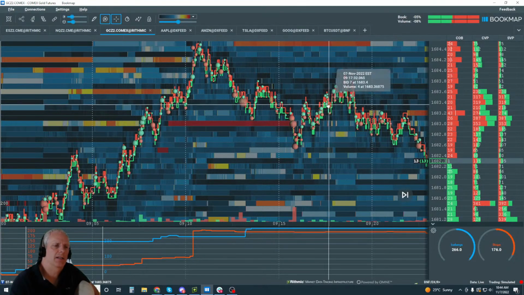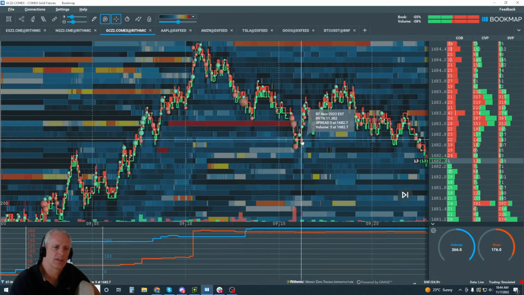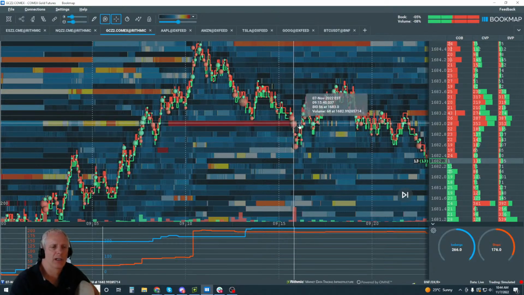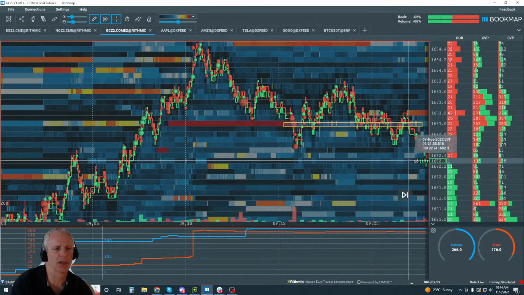So what does that tell us now? Well, we found some aggressor selling interest. Now what we want to look at is the context around this area right here. This is what we want to know in the order flow.